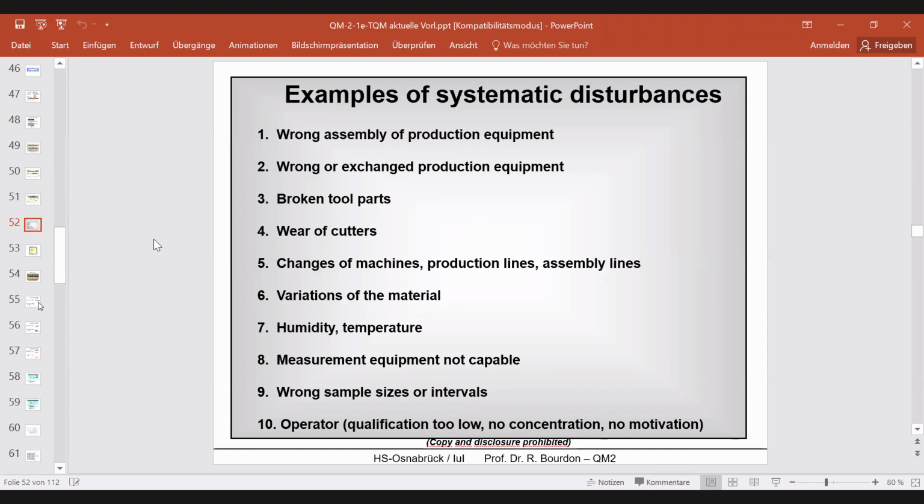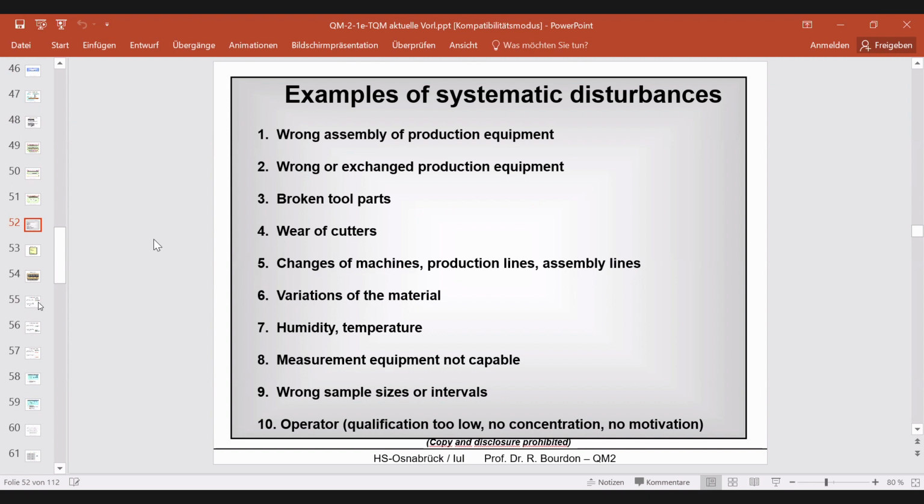What are systematic disturbances? Systematic disturbances must be avoided. What are examples for this? Examples can be a wrong assembly of the production equipment, or a wrong or exchanged production equipment, broken tool parts, wear of cutters, a change of machines, production lines, assembly lines, variations in the material, humidity. So these are the environmental conditions, the milieu, humidity, temperature. Also, systematic disturbances can be if you change the measurement equipment, or the measurement equipment is not capable for the product.